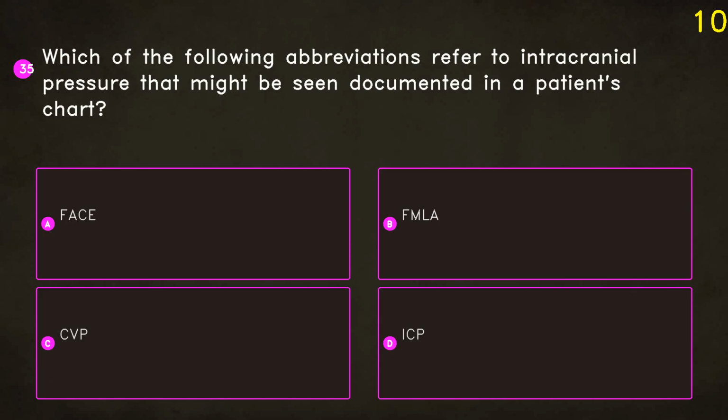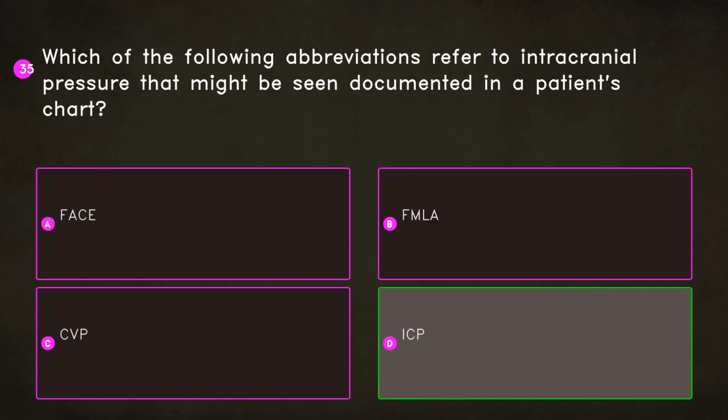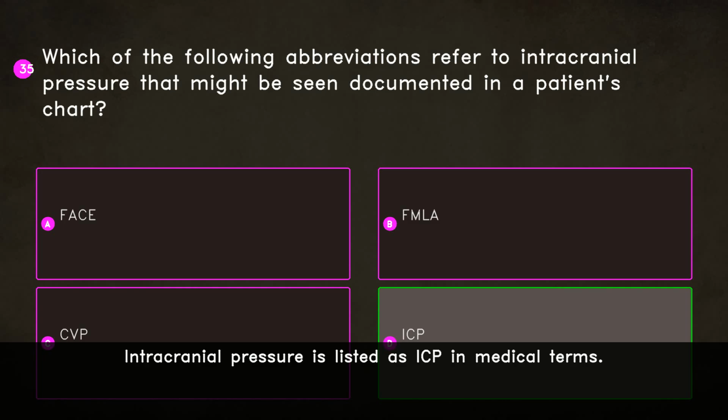Question 35. Which of the following abbreviations refer to intracranial pressure that might be seen documented in a patient's chart? A. FACE-B, B. FMLA, C. CVP, D. ICP. The correct answer is ICP. Intracranial pressure is listed as ICP in medical terms.